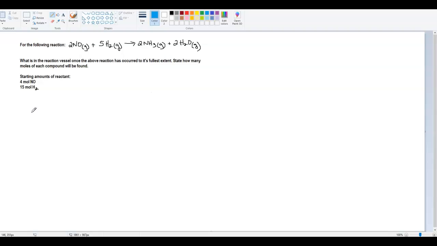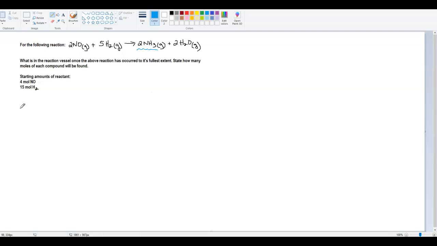So the first step is to find out which of the reactants is the limiting reactant and which one is the excess reactant. To do that, what we're going to do is take our starting amounts of each reactant and figure out how much product is made. We don't have to do it for both products. I'm just going to do it for ammonia. That will tell me which one is the limiting reactant.